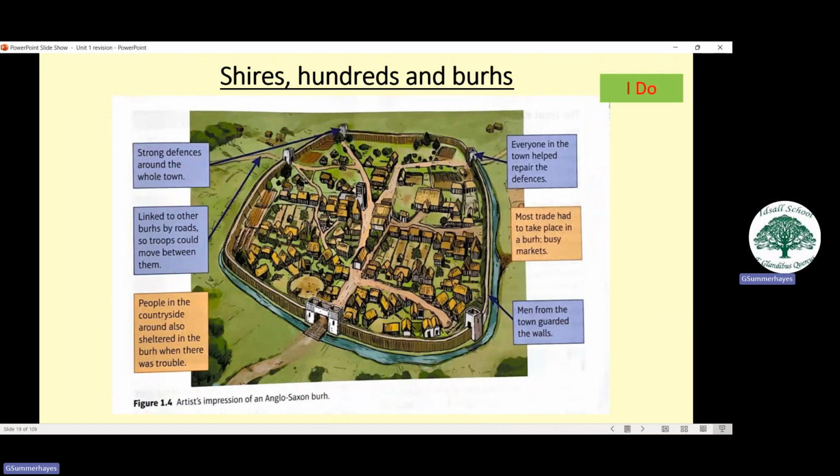So that's what a burgh would look like back in the days. Wooden walls, maybe a ditch or a moat, roads going through them, different gates at the entrances, and they were market towns where you would take your food or your animals to sell.